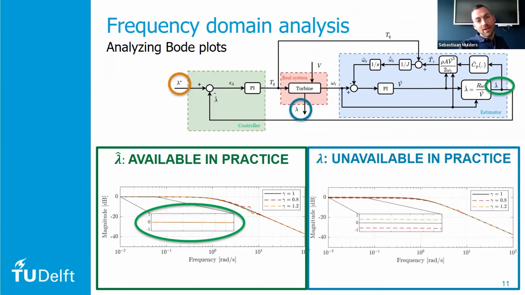On the other hand, if you now look at the transfer from the lambda star, so the tip speed ratio set point, to the actual tip speed ratio, then we see completely different behavior. Again, we zoom in here, and when there's no model uncertainty, we still have that transfer of a magnitude of 1, 0 dB. But if there is some model uncertainty in our estimator, then you see that in the low frequency region, you get an offset from the 0 dB line, which means that there is an amplification or a decrease in gain from the set point to the real tip speed ratio, which would mean that we are operating at a different operating point than we originally aimed for.